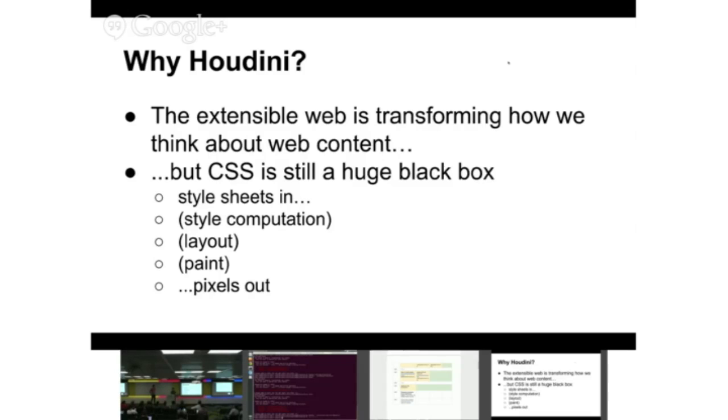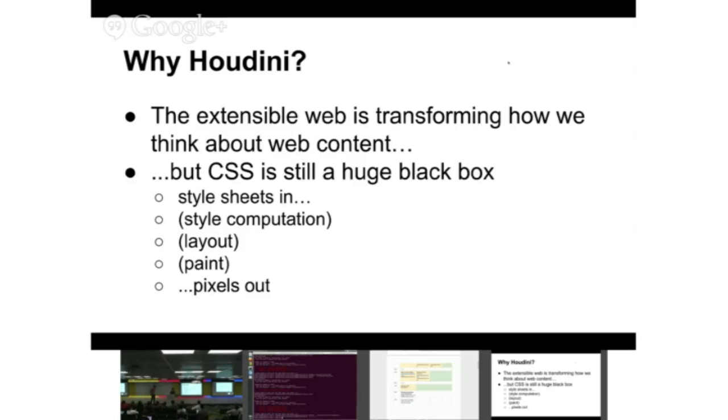But CSS is still this huge black box, right? When you think about what happens with CSS, you get your style sheets at the top. There's a style computation, there's a layout computation, there's a paint computation, and you get to see the pixels at the bottom. And you have limited visibility, so you sort of get to see some stuff coming out of computed style. You can read some layout properties, you get some access into paint, and you have very little opportunity to customize or change the way that these things happen.